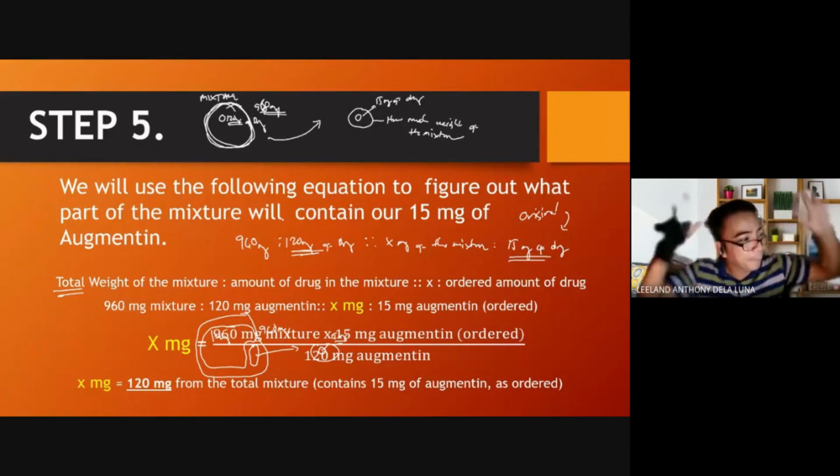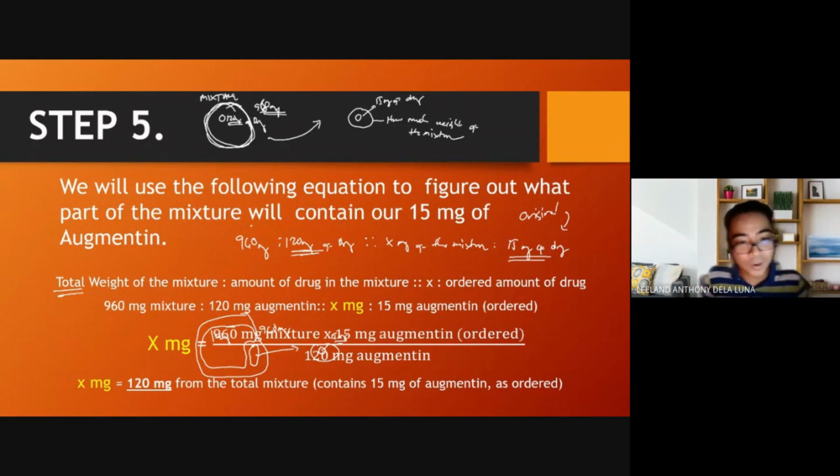Na-imagine nyo na ba? Medyo. Okay. So, kumbaga, sa baba pwede mag-drawing. So, kung ito, class, si 960 milligrams, ito yung pinag-mix-mix ko na, which contains 840 milligrams of the diluent plus 120 milligrams of the drug. So, itong 960 milligrams contains 120 milligrams of that drug.